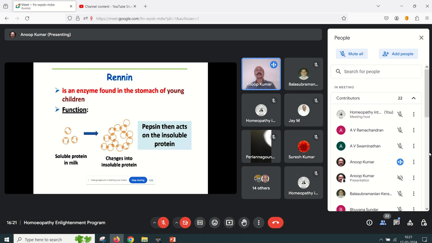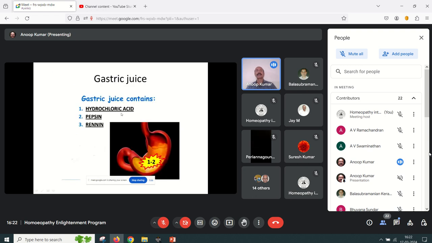Renin is an enzyme found in the stomach of young children. The function of renin is that the soluble protein in milk is changed into insoluble protein. Pepsin then acts on the insoluble protein. So renin works in that way. Milk protein is water soluble, and it will be changed into insoluble protein, and pepsin then acts on the insoluble protein and breaks it down further into amino acids. So gastric juice contains hydrochloric acid, pepsin, and renin. That is the makeup of gastric juice.